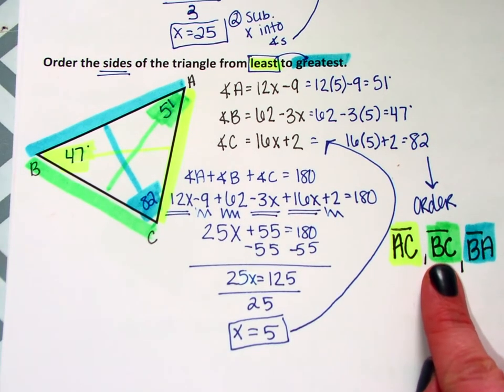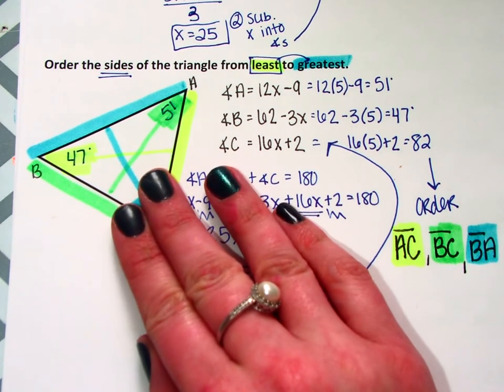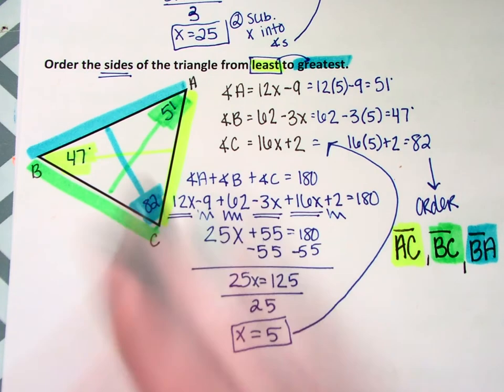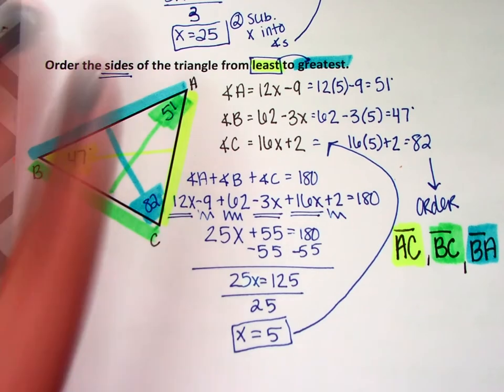And lastly, the largest angle is C. If I cover up angle C, I'm left with B and A. So side BA is the longest. So if you're having trouble seeing it, if you cover up the angle, the segment name will be left.